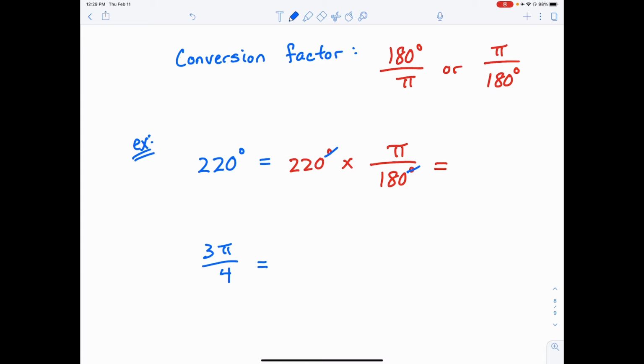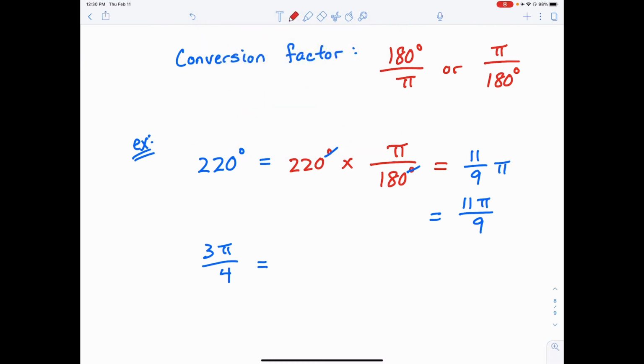So if we use a calculator here and we do 220 divided by 180, we end up getting 11 over 9 pi, or you can rewrite it simply as 11 pi over 9. And there you go. You have your radians.